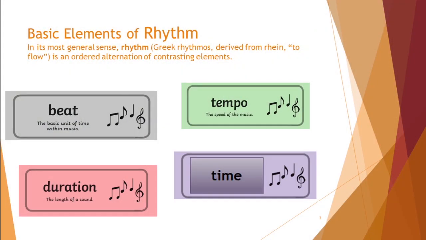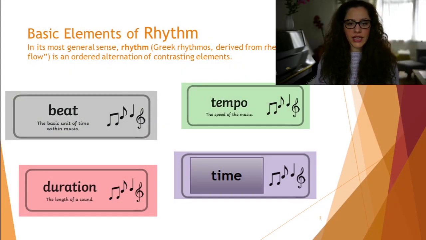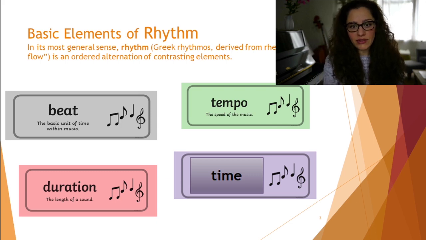So, besides beat and tempo, we also need a duration of each sound. The duration of each sound will give the music a rhythmic structure, which then will be placed in time. So let's have a look at a few representations of these last ones.